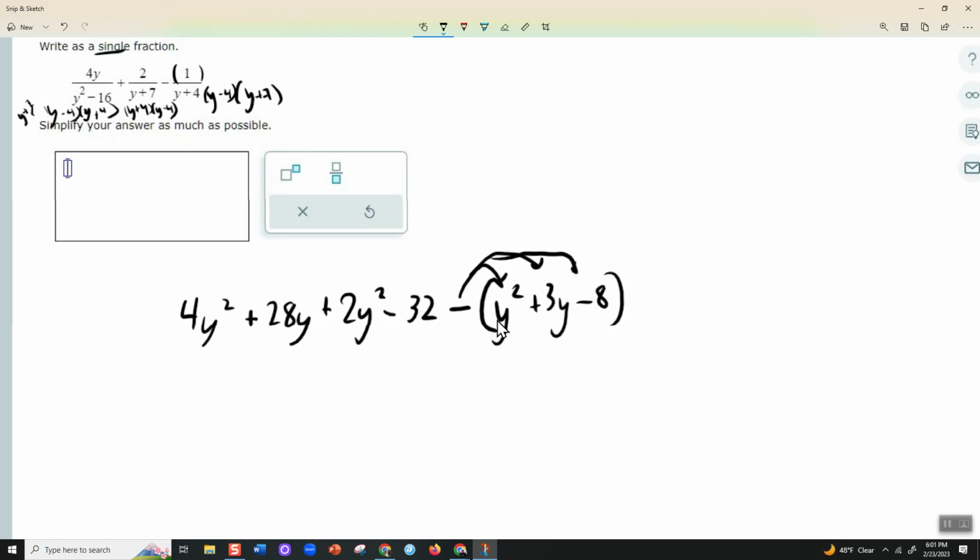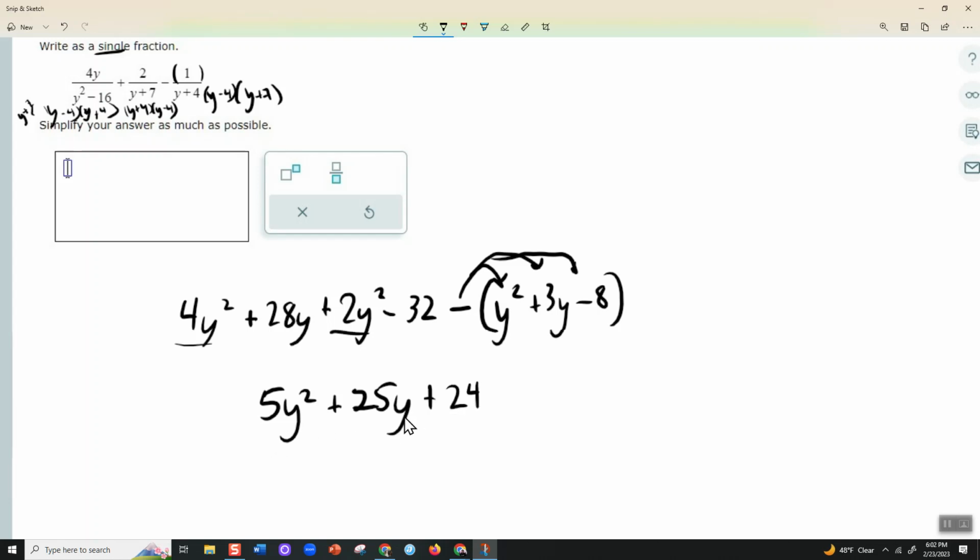So that's going to be a negative y squared. So I've got 2y squared minus y squared. Oh, wait, no, there's a 4y squared. So I've got 4y squared plus 2y squared is 6y squared minus y squared is 5y squared. And then I've got 28y minus 3y, which would be 25y. Negative 32 plus 8, minus the negatives, plus. Negative 32 plus 8 is going to be 24.